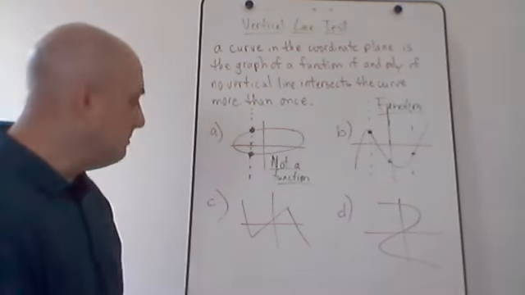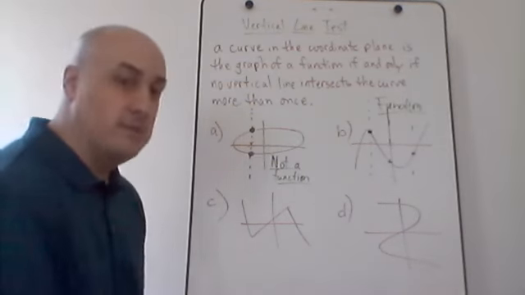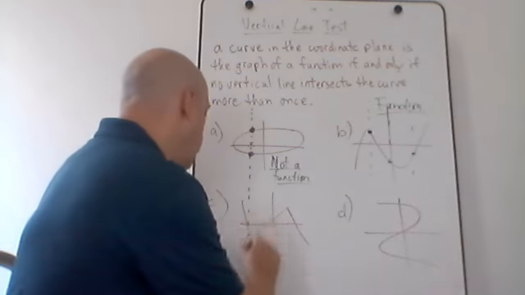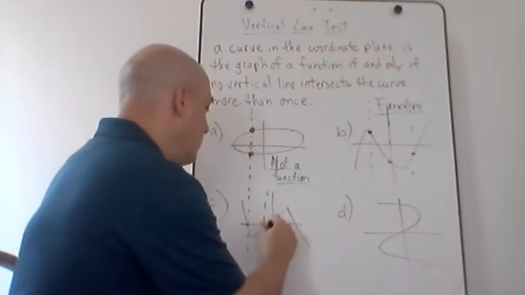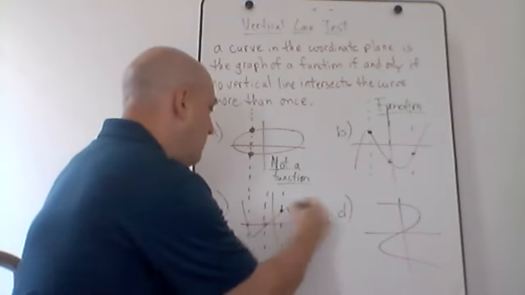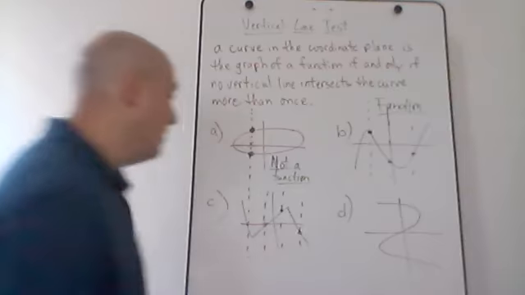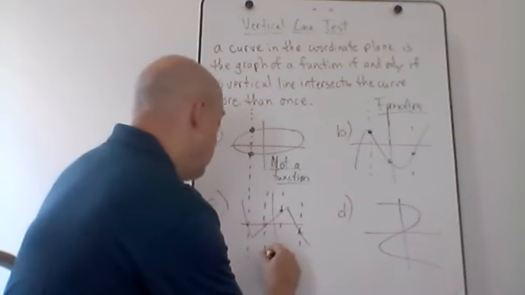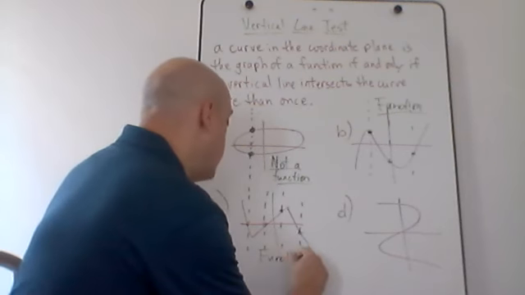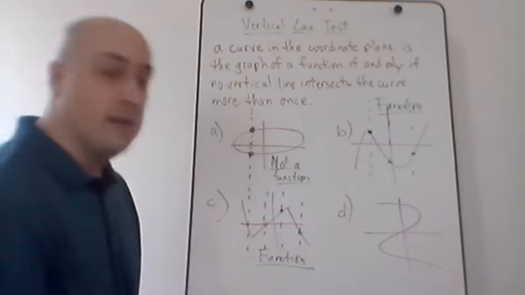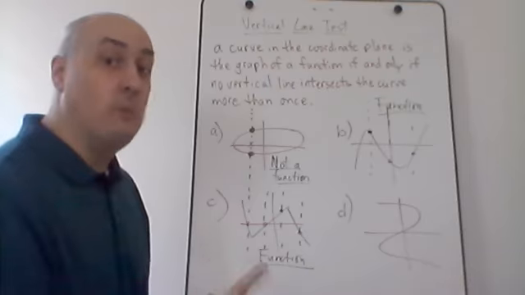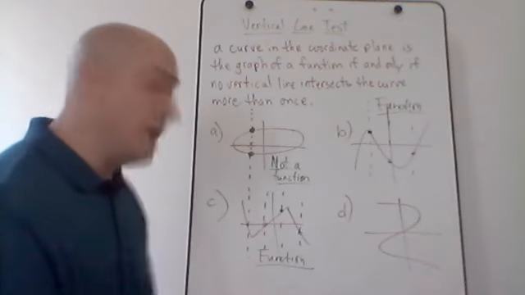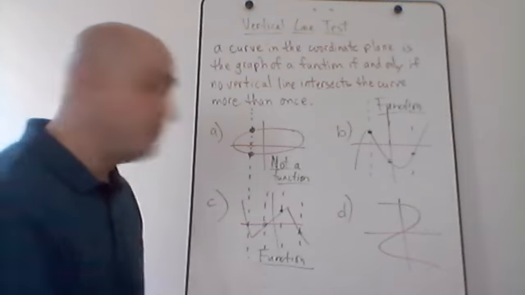Example C down here, kind of a weird looking graph. Is it a function? It is. No matter where I draw a vertical line here, I'll draw a few of them just to point it out, no matter where I draw a vertical line, it's only ever going to hit that graph one single time. So for each input value, for each x value, for each vertical line, there's only one output value. There's only one y value. That vertical line only hits the graph one time, therefore it's a function.